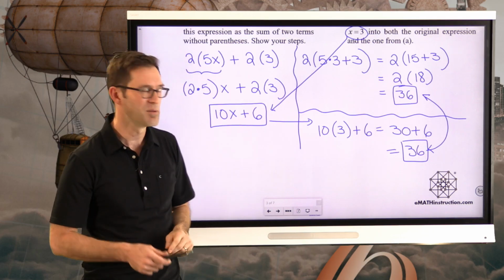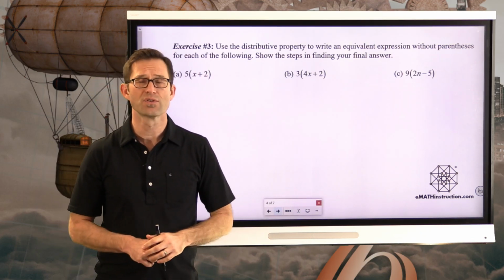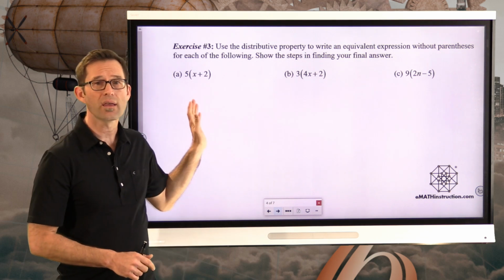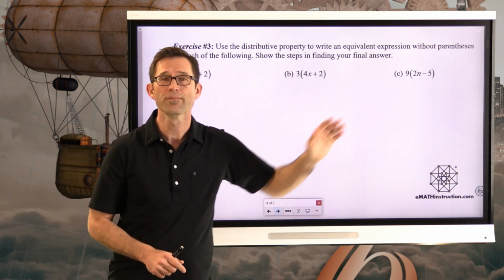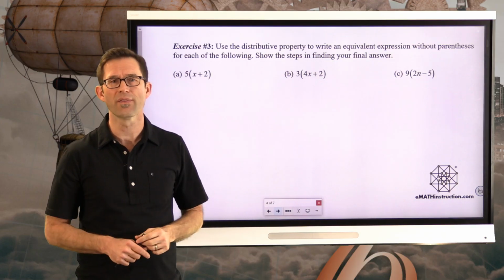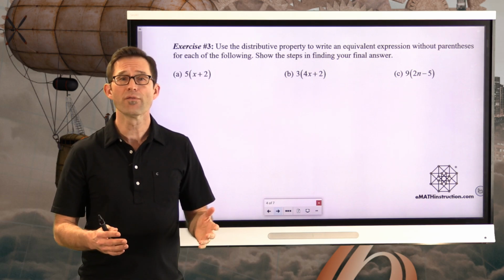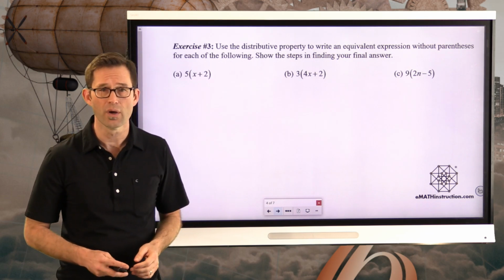All right, let's keep going. Now, it's important to be able to use the distributive property to take expressions like the following and rewrite them in sort of simpler form. So let's take a look at that in exercise number 3. Use the distributive property to write an equivalent expression without parentheses for each of the following. Show the steps in finding your final answer. All right, let's do the first two together and then we'll have you do letter C on your own.